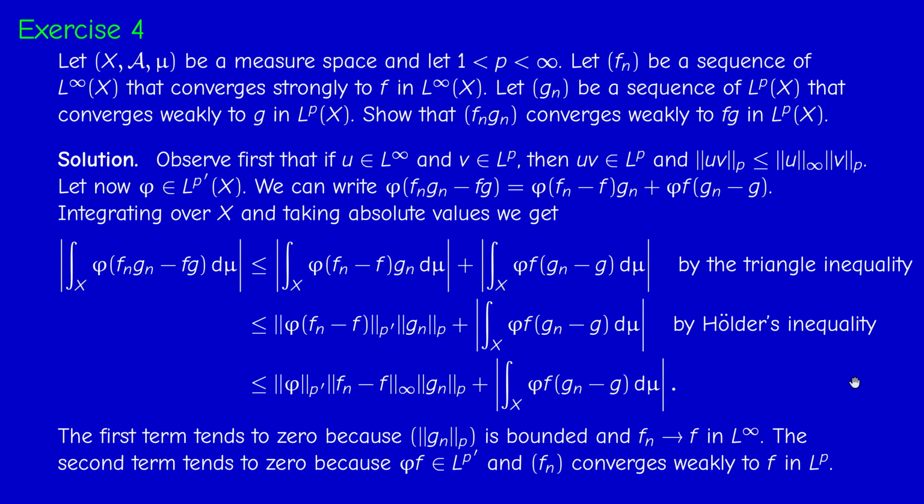And the second term, as we said, converges to 0 because Gn converges weakly to G, and phi F belongs to Lp prime, according to what we said. And that's it. So this tends to 0, this tends to 0, and therefore this difference tends to 0. And therefore FnGn converges weakly to FG in Lp. Okay, so you should master these elementary techniques.